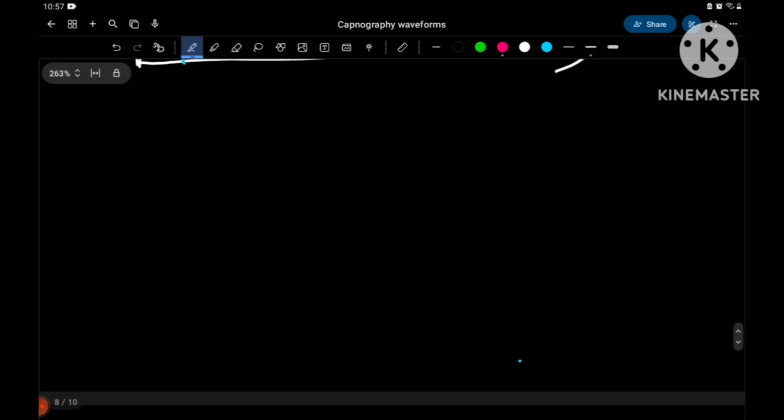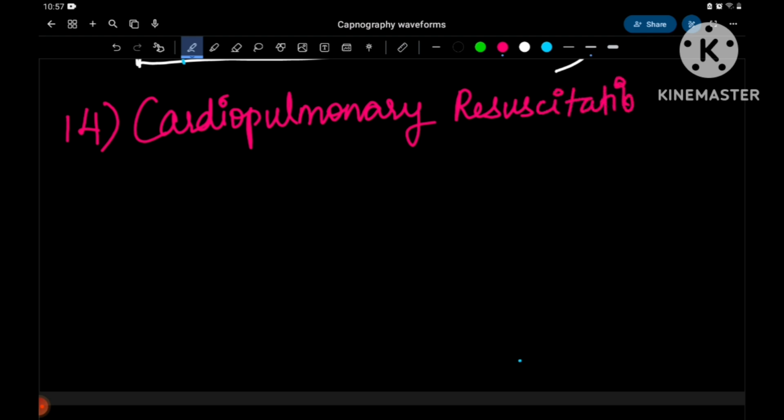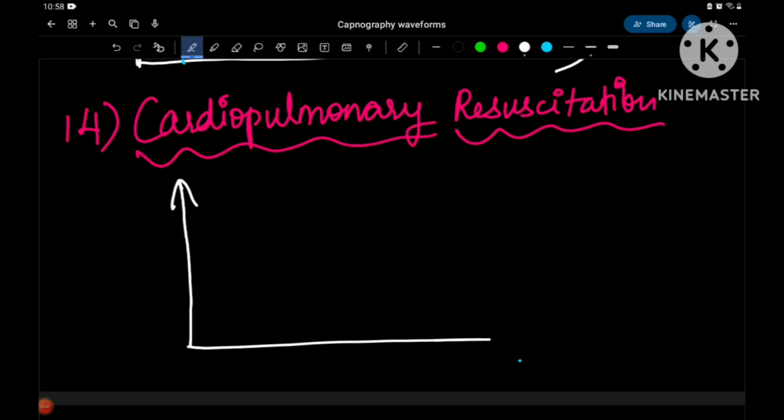Okay, next we can go to the 14th, which is nothing but cardiopulmonary resuscitation. Cardiopulmonary resuscitation is nothing but CPR, right? Let's see that. We can see cardiopulmonary resuscitation. See, it's an easy waveform.